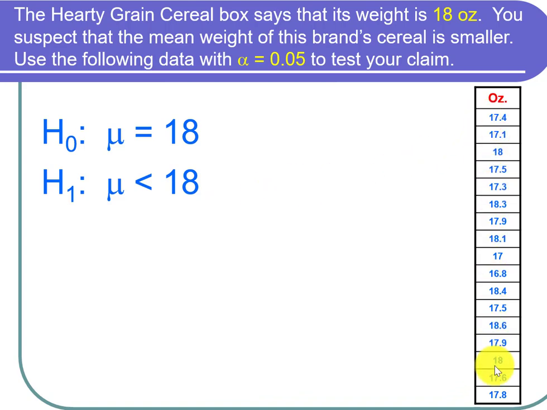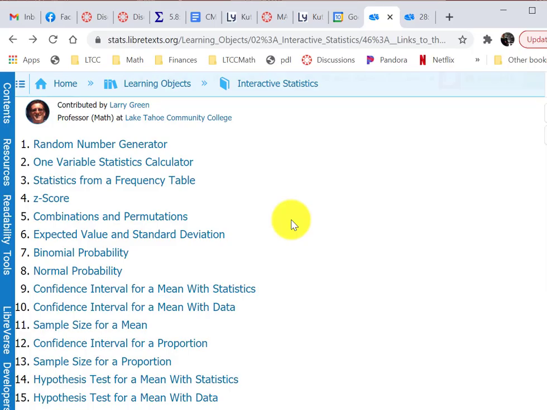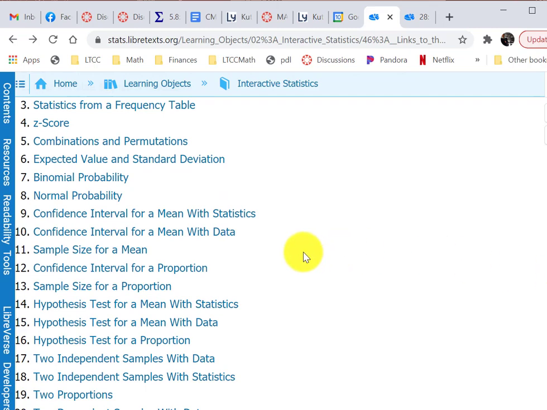So I need to put this into a calculator so I can come up with my test statistic and my p-value. Let's do that. I'm going to use the LibreText calculator that I programmed, and let me show you. So here's the calculator, and again, it's online, and it's free. We need to first figure out what kind of statistic we want. If we scroll a little, we will see we're doing a hypothesis test for a mean, and we have data given. That's number 15, a hypothesis test for a mean with data. So I click on that.